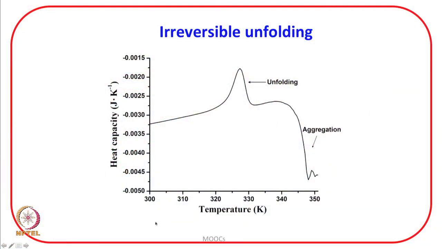For example, one factor can be when the protein unfolds and there is some deamination, some dehydration, or if there is aggregation of the protein after denaturation. These are some of the factors which can contribute to the irreversibility in the protein folding unfolding. But how is it detected in a differential scanning calorimetric profile? Let us take a look at this figure.